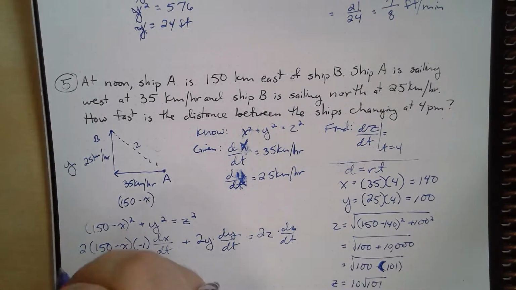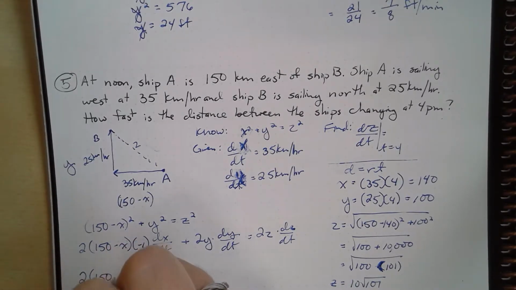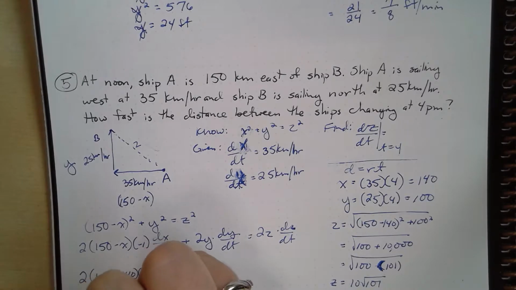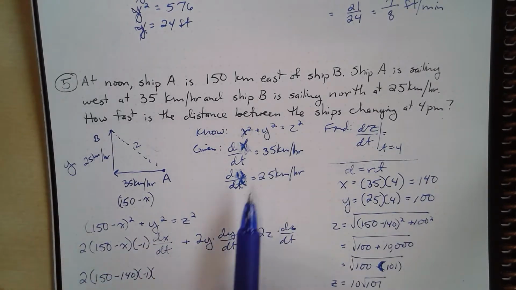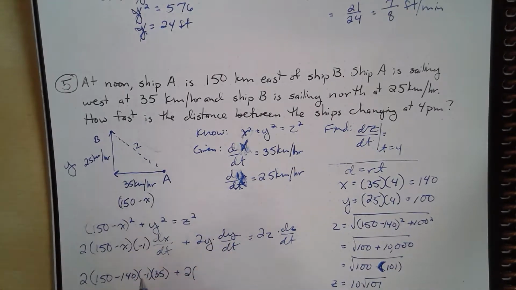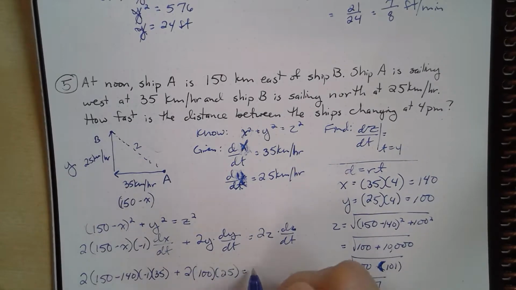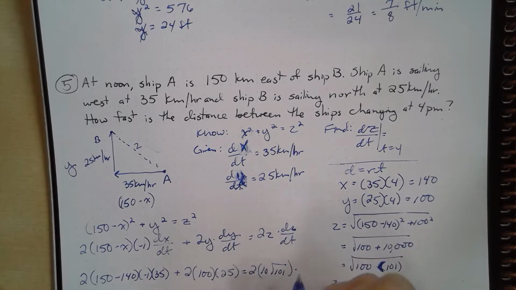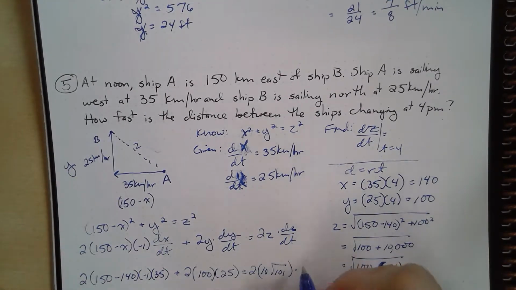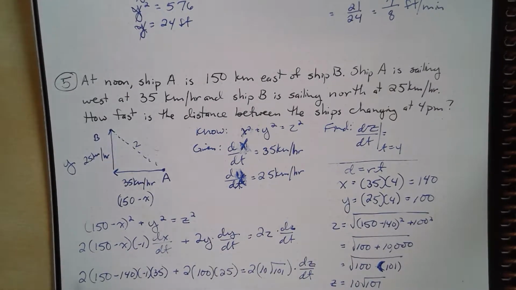I'm going to go back over here, because we're trying to find this at t equal to 4. So we have 2 times 150 minus 140 times negative 1 times, remember our dx is 35, plus 2 times 100 times 25 is equal to 2 times 10 radical 101 times dz over dt. Well, that's exactly what we're trying to find, dz over dt. So I'm not going to work through all of this.